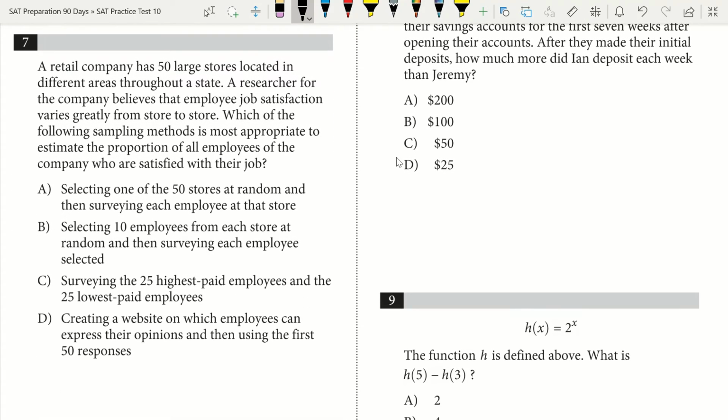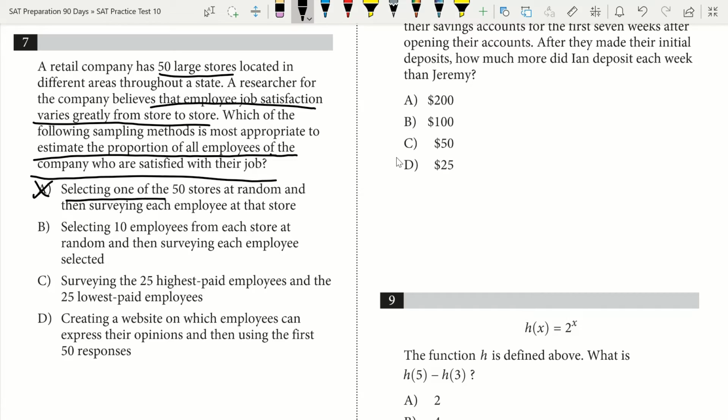All right, question 7. A retail company has 50 large stores located in different areas throughout a state. A researcher for the company believes that employee job satisfaction varies greatly from store to store. Which of the following sample methods is most appropriate to estimate the proportion of all employees of the company who are satisfied with their job? Okay, all employees of the company, that means we have to have more than one store included in the survey. So A is wrong because it says selecting one of the 50 stores at random. We need to select employees from all 50 since we're trying to come up with an appropriate proportion of all the employees at the whole company, which ranges across more than one store.